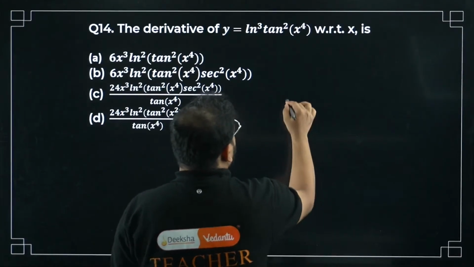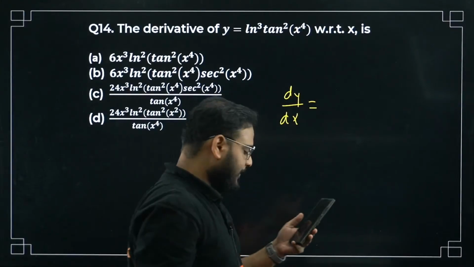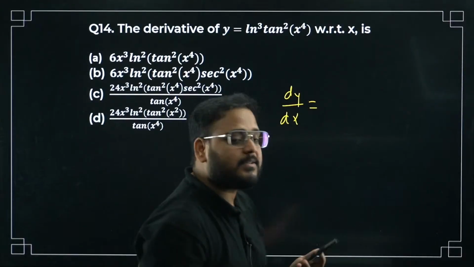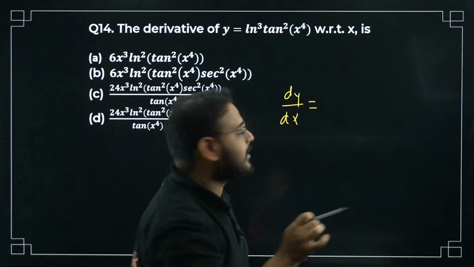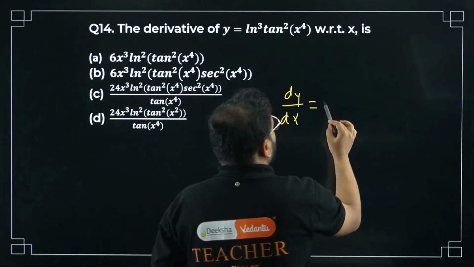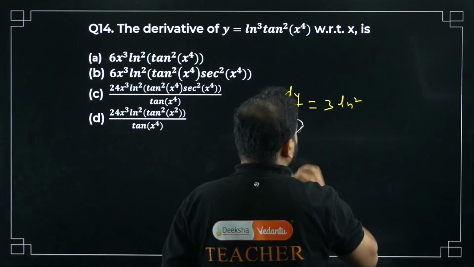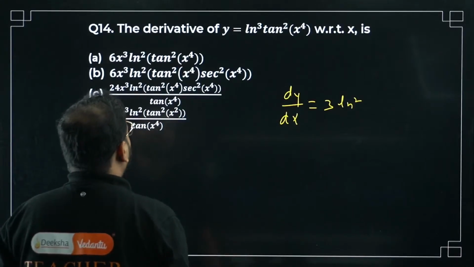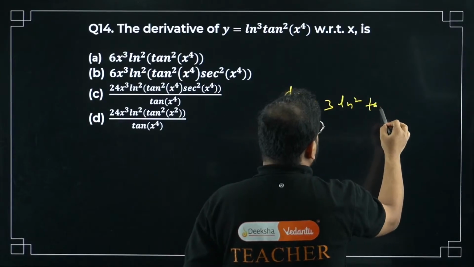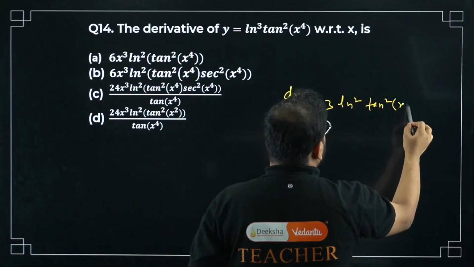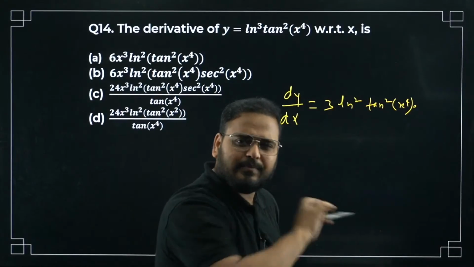So dy by dx will turn out to be what? First, you will have to apply exponential powers whenever you have. So 3 will come in front. This ln square will remain as it is. The same thing will repeat: tan square x power 4. First derivative is done. Second, sir, complete chain rule.